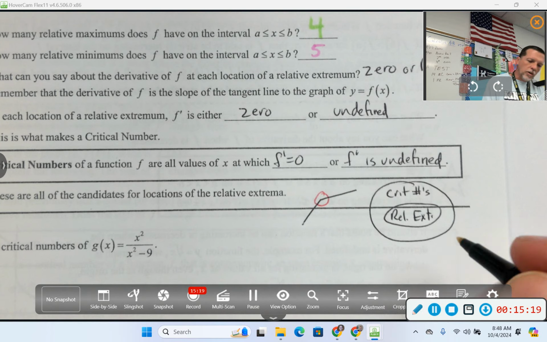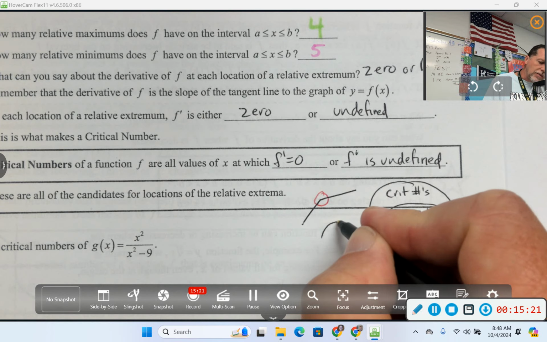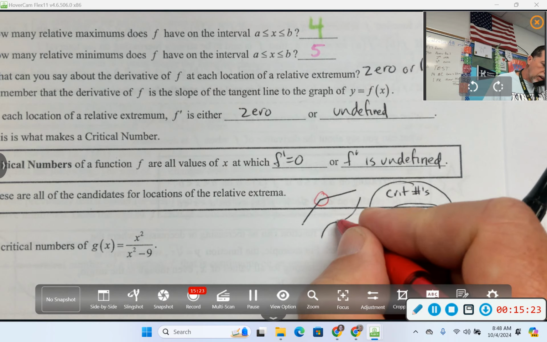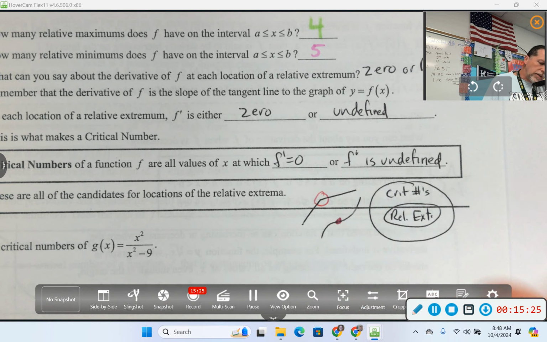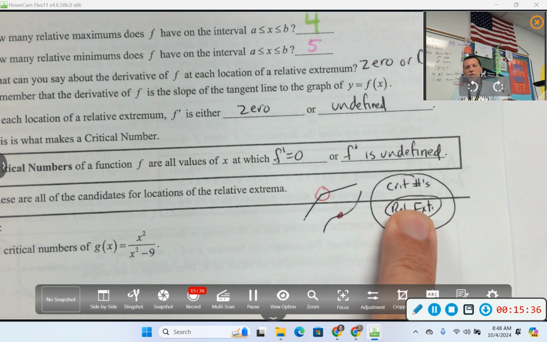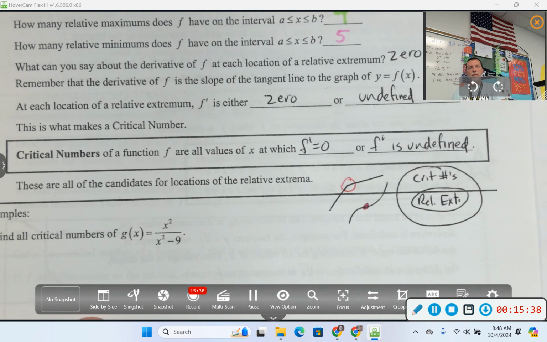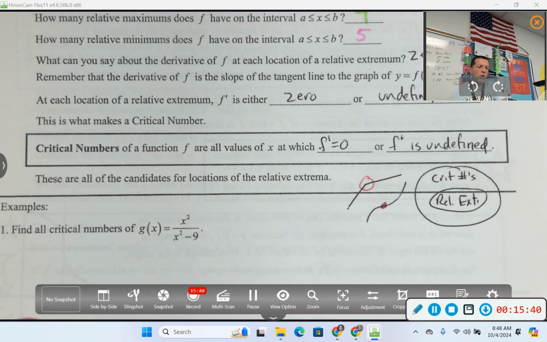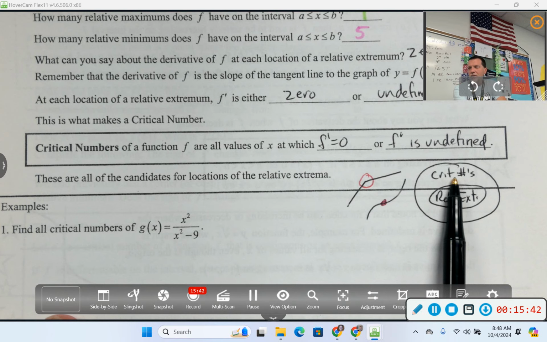It works for zero as well. Like if you have a graph that levels off but then keeps going up, derivative is zero, but it's not a max or a min. So critical numbers are sort of the pool from which we can get our relative extrema, but every critical number is not a relative extrema. And why this is important is we can find the critical numbers fairly easily with calculus, and then we have to do a little bit more work to figure out if they're a relative extrema or not.